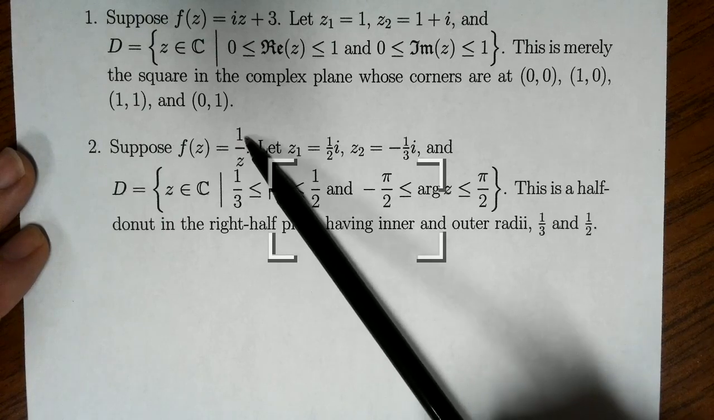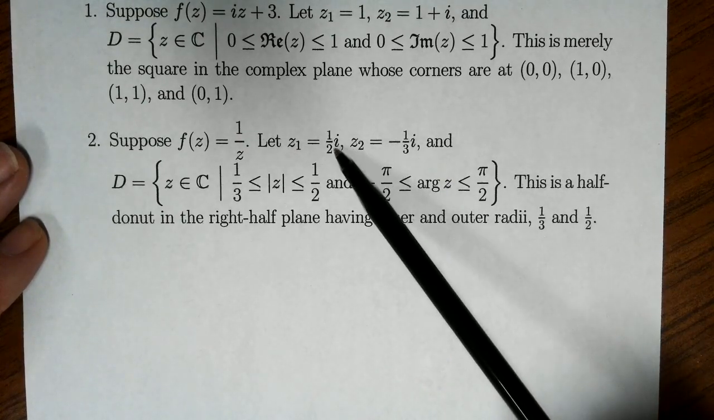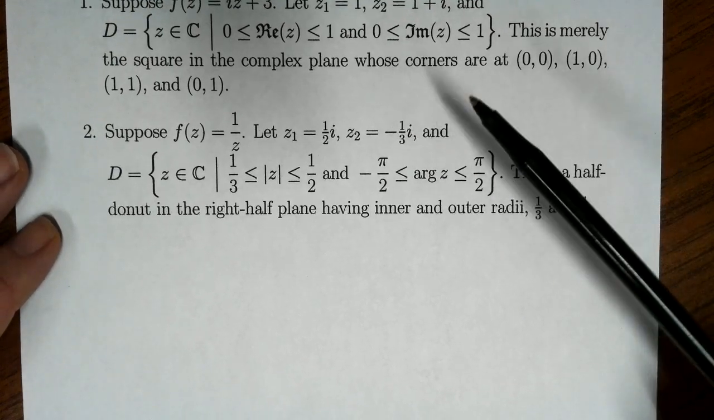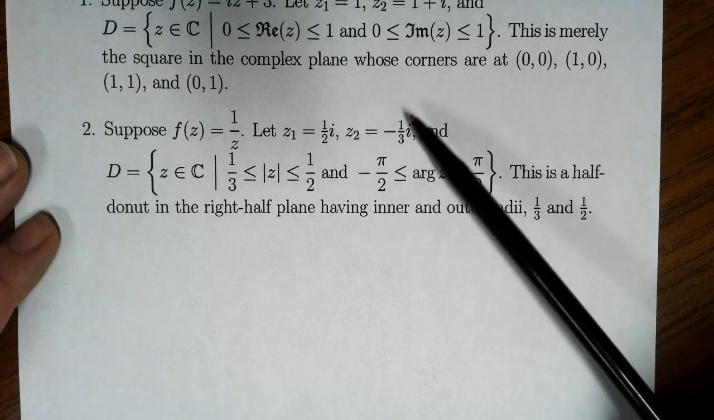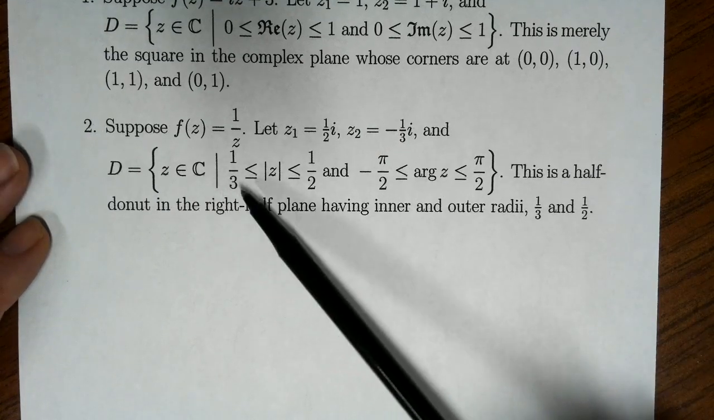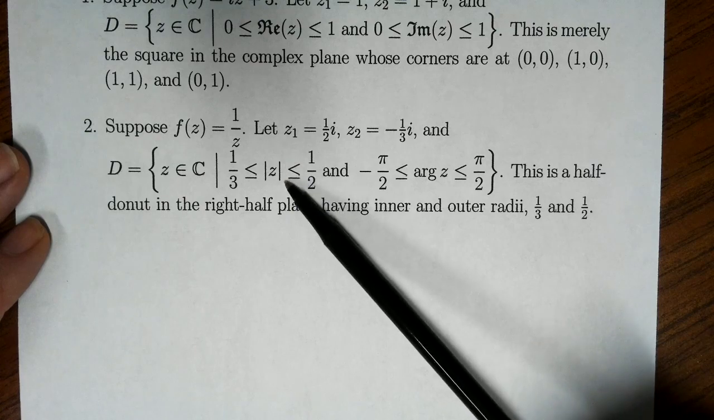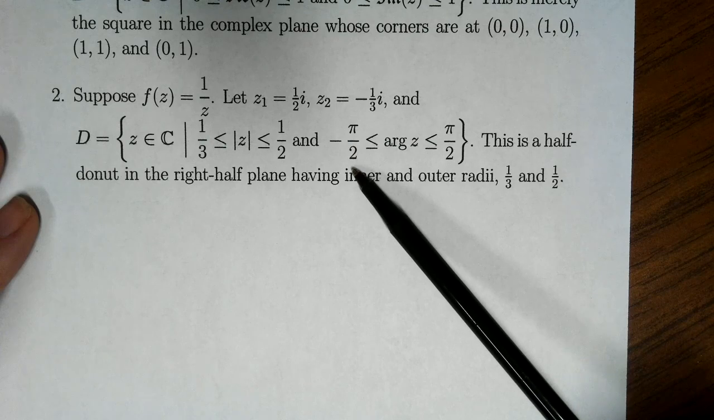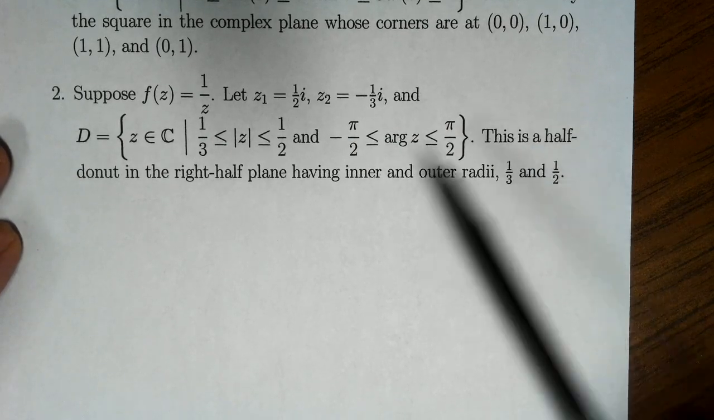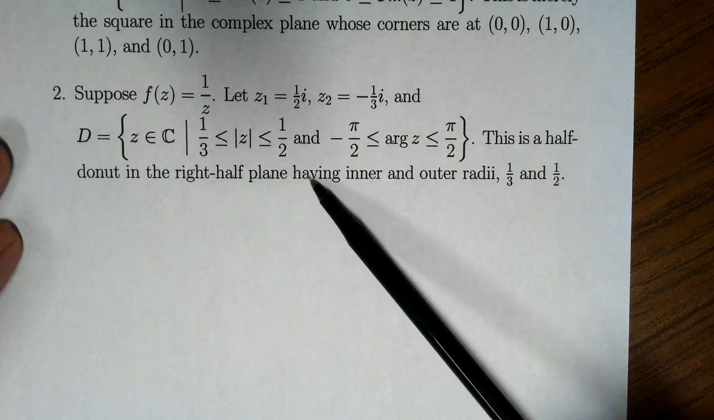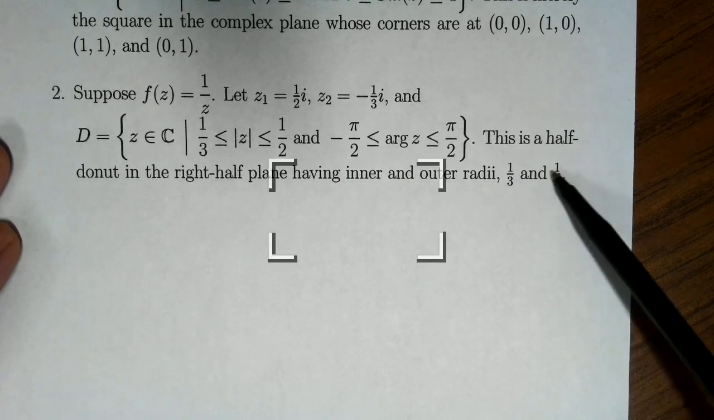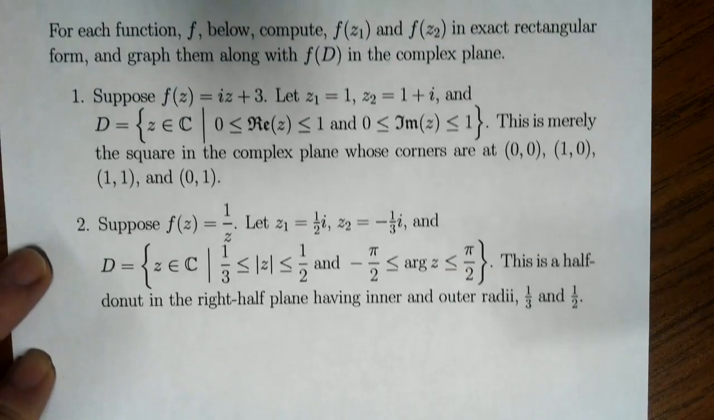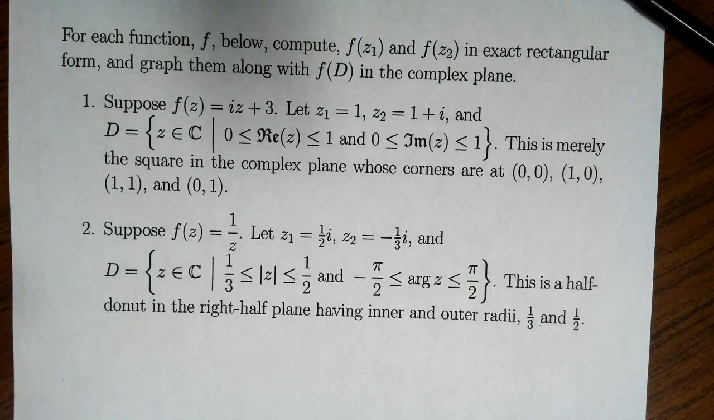Now let's suppose we look at the inversion mapping. z1 is 1/2 i, z2 is minus 1/3 i. These points are actually inside the unit disk. Let D be the set of points whose moduli are between 1/3 and 1/2, and the argument of z is between minus pi over 2 and pi over 2. This is a half donut in the right half plane, having inner and outer radii 1/3 and 1/2. So you want to look at the image under f of D as well. Please do these in preparation for class.